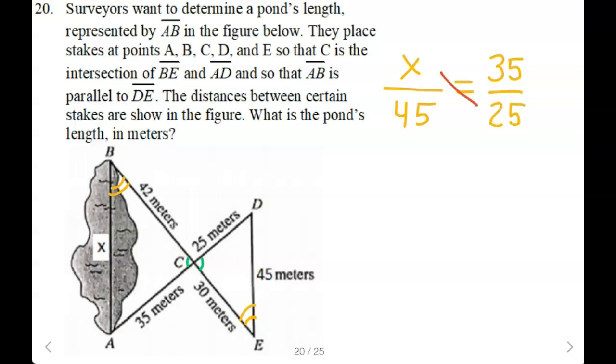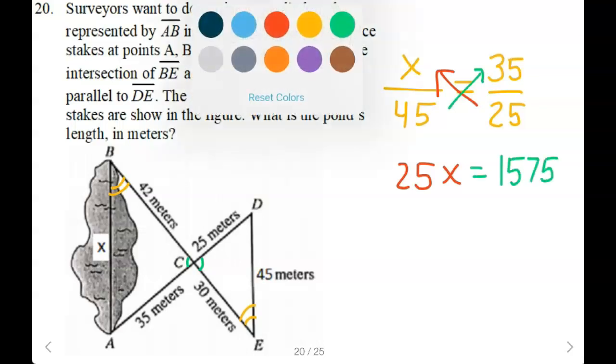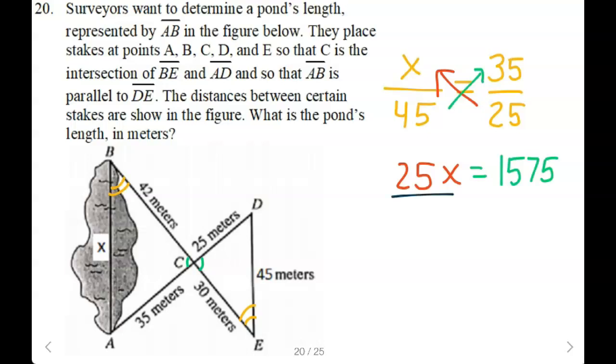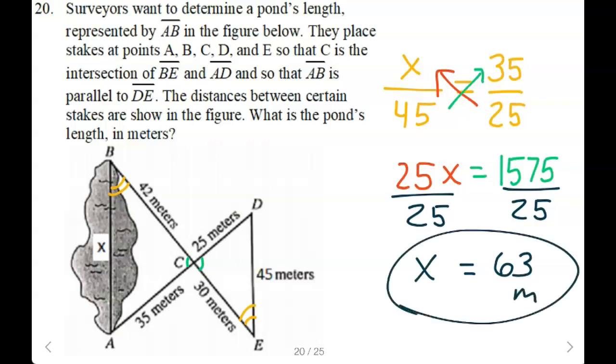So your choice there. Cross multiply, we get 25x equal to, now we're multiplying 45 times 35, and so we get 1,575. And then to get rid of multiplying by 25, we can divide both sides by 25. And so we get 63 for x. These happen to be in meters.